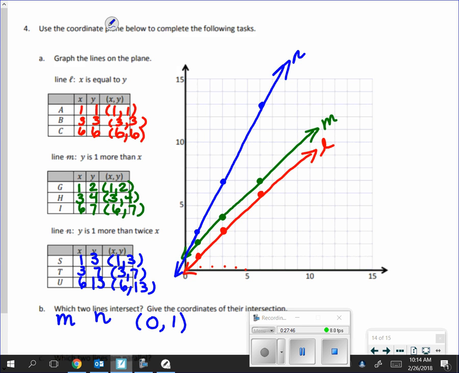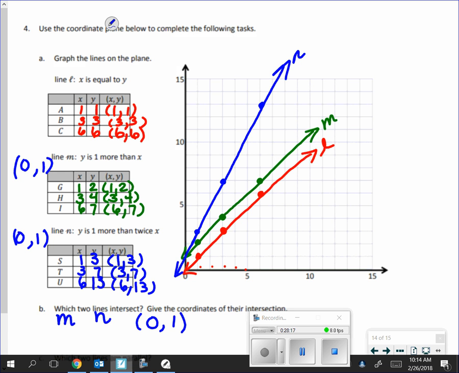I didn't use 0 as a point. So here, 1 more than x. If I put in 0, 1 more than x, I would get 1. Here, 1 more than twice x, so 0 times 2 plus 1, I would have the same point. So they would intersect there, and I would have the same point for both of those lines.